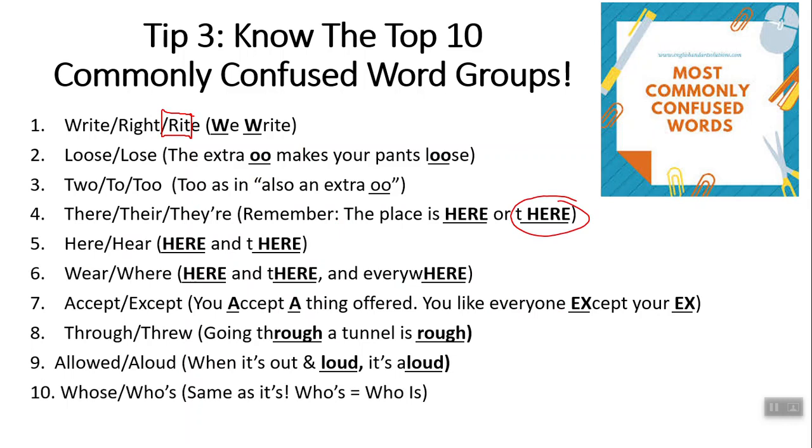Whose and who's. This is the same rule as its. So if you have the apostrophe, it's who is. So if you're saying, who's coming with me to the movies tonight? Who is coming with me? Apostrophe S. If I say, whose sweater is this? Who is sweater is this? Is not going to work, right? So it's the first one with the SE.